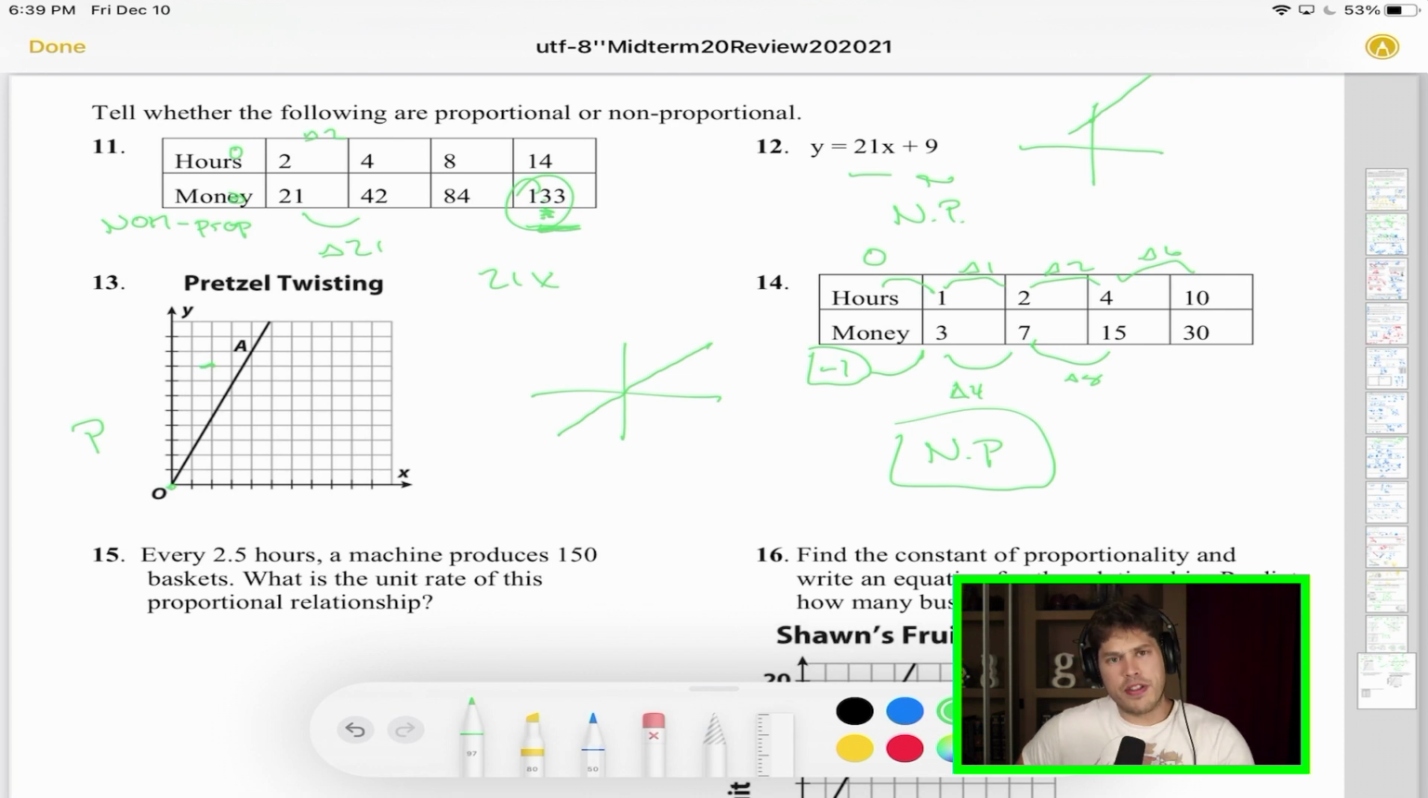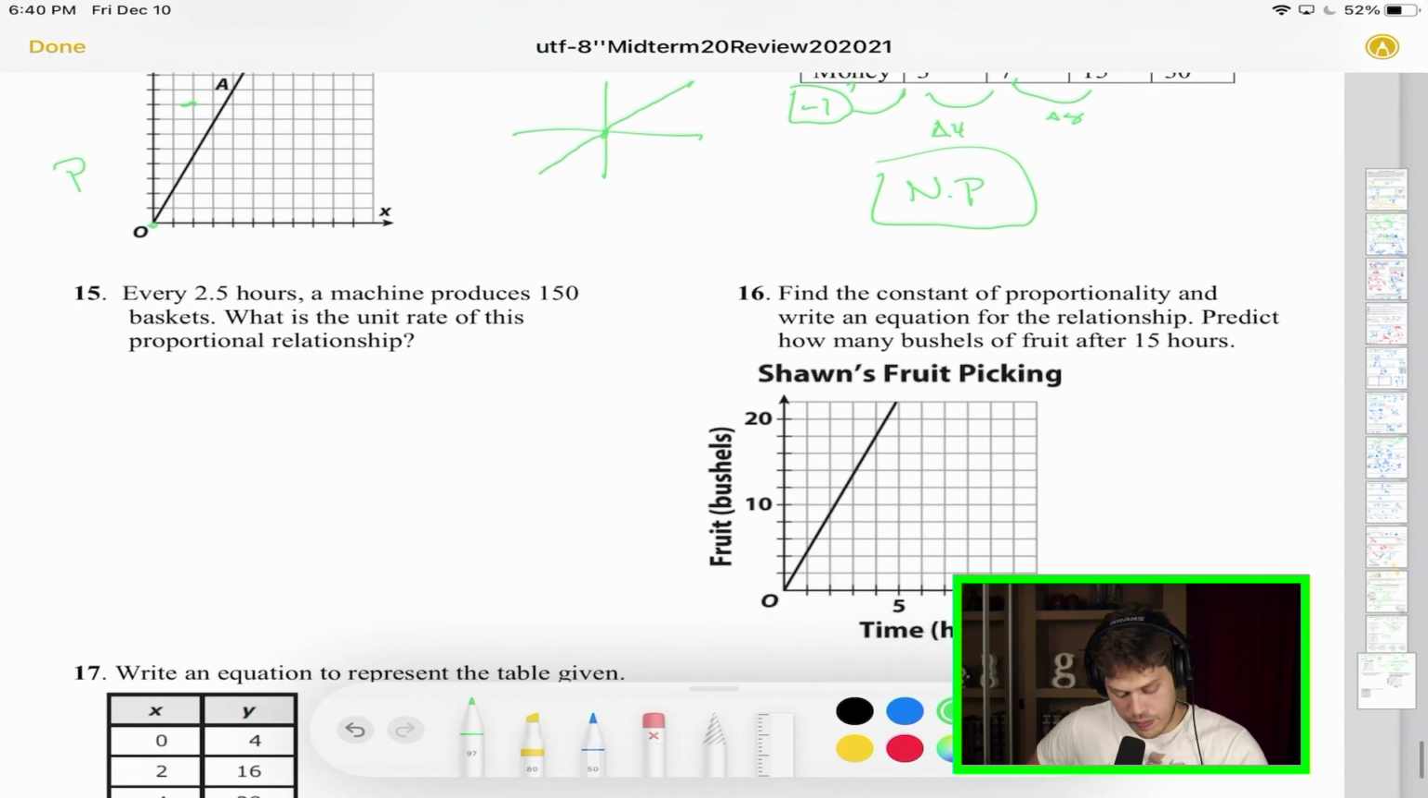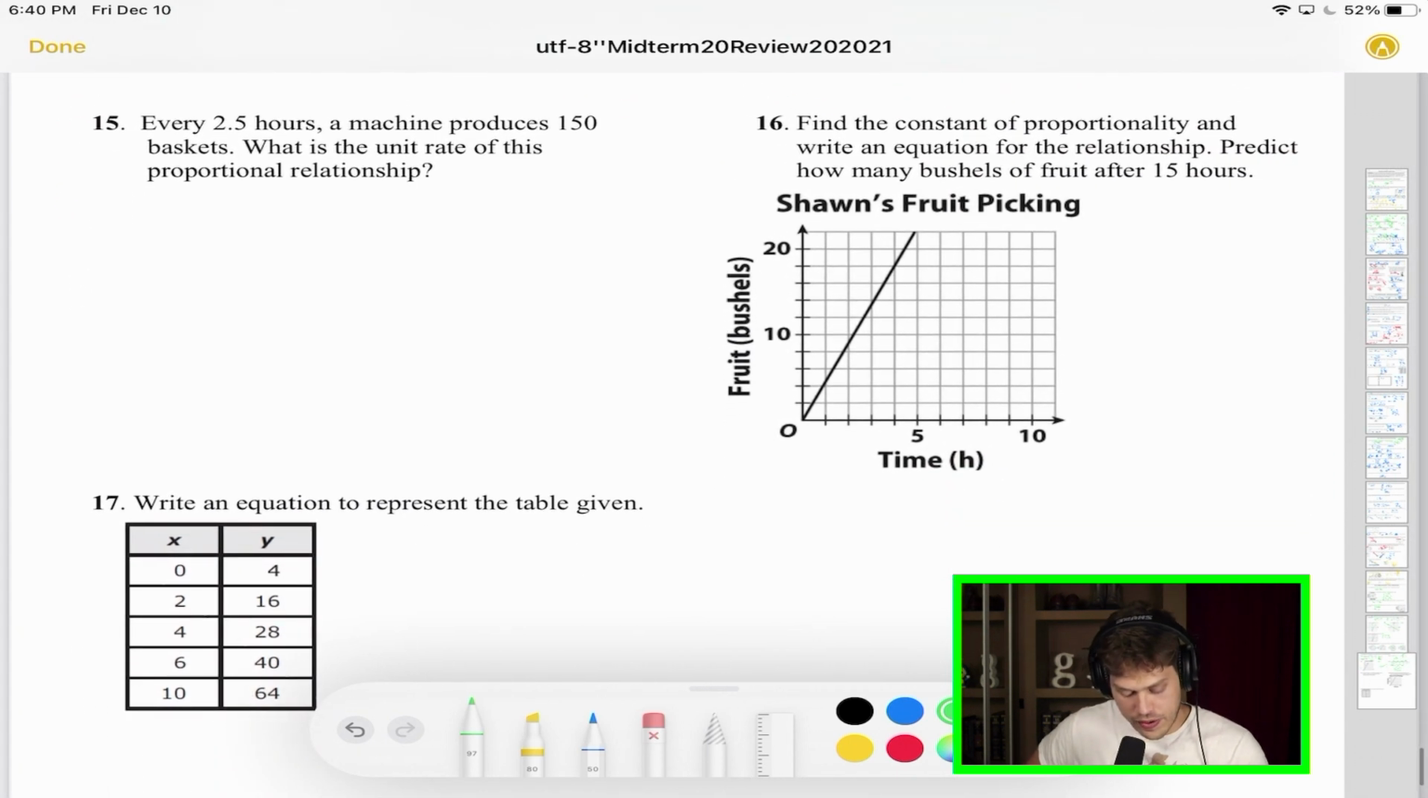So help me out with these, guys. I'm not familiar with proportional, non-proportional. Again, I'm pretty sure it means pass through the origin and a straight line. But yeah, this passes through the origin, but this one's screwed up. This one doesn't pass through the origin. This doesn't pass through the origin. So I think 13 is the only proportional one, but double check me on that.